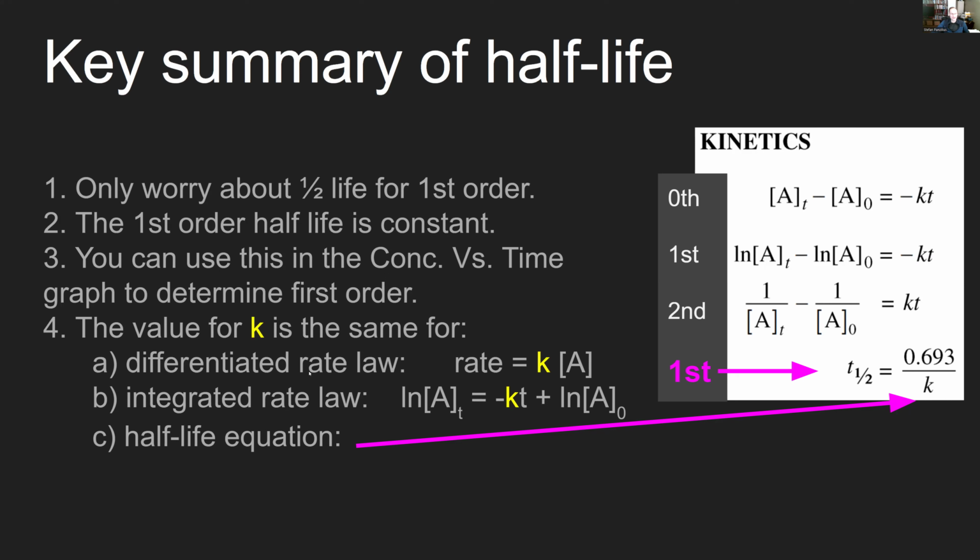So for a first order reaction, the differentiated rate law is rate equals k times A to the first power, or you can leave the 1 out. The integrated rate law, which is also listed by the College Board on the side over here, is given. And then the half-life equation has a k in it as well. Those k's for the first order reaction are all the same value for k. They are interchangeable with each other.